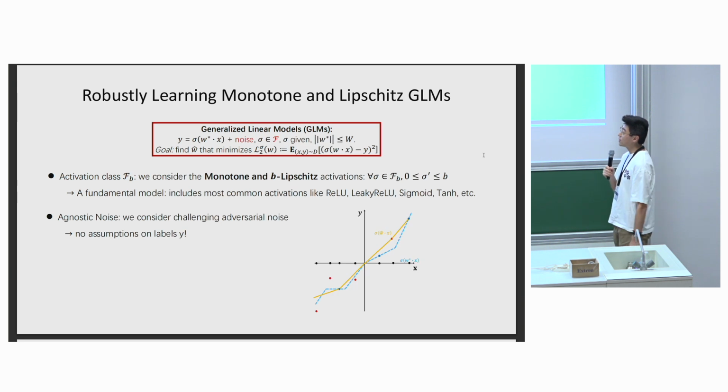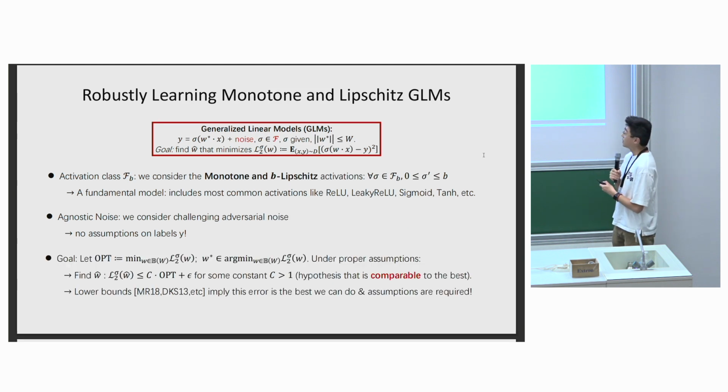And furthermore, we are considering the challenging agnostic noise setting, where the adversary can manipulate the labels arbitrarily. And essentially, this means that we make no assumptions on the label y. Now, let opt be the minimum L2 squared error that you can achieve, and let w star be one of the vectors that achieve this minimum L2 squared error. Our goal is that under some proper assumptions, we want to find the vector w hat that achieves L2 squared error of at most c times opt plus epsilon. And this c is an absolute constant.